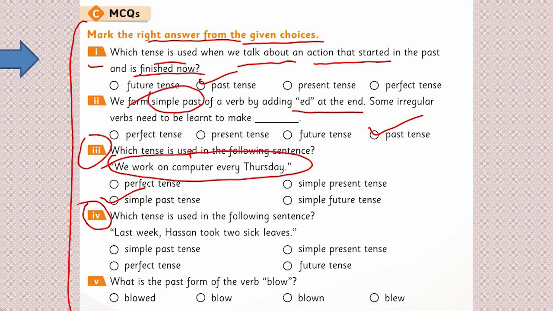Which tense is used in the following sentences? Last week, Hassan took two sick leaves. Here, the took is the action and the second form of verb. So, it will be, yes, simple past tense. Look at the fifth one. What is the past form of verb blow? This is the irregular verb here. So, the right option will be blew.